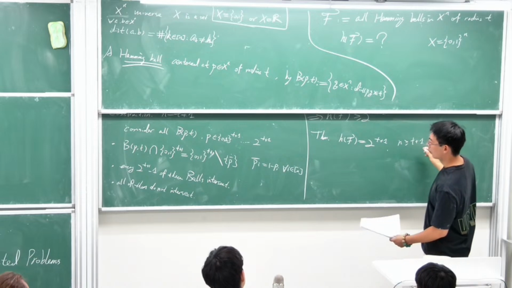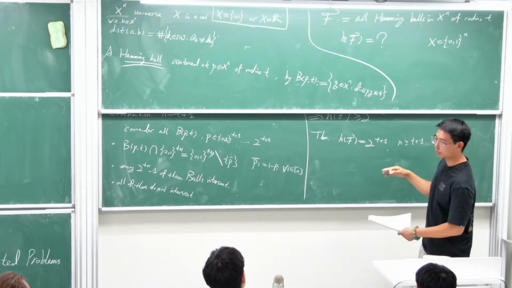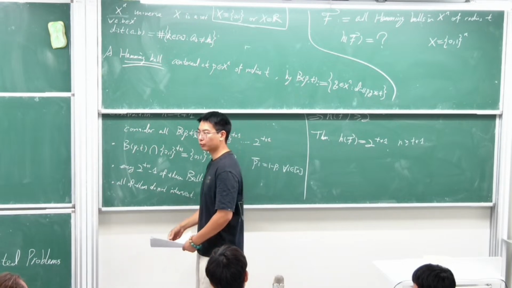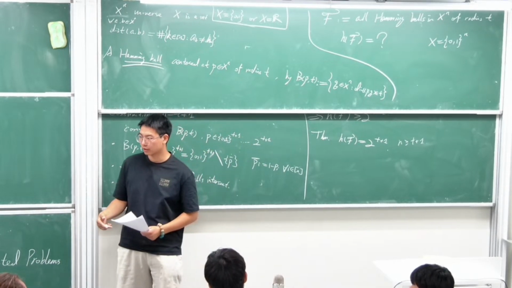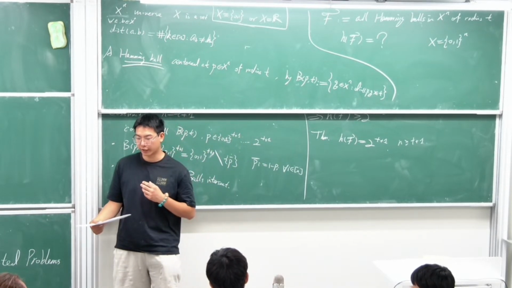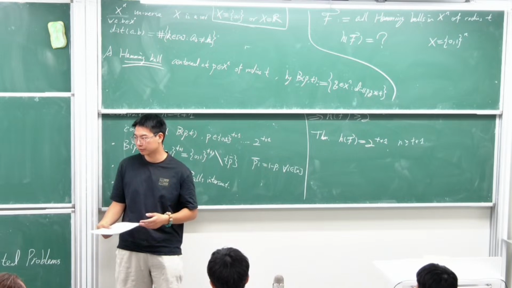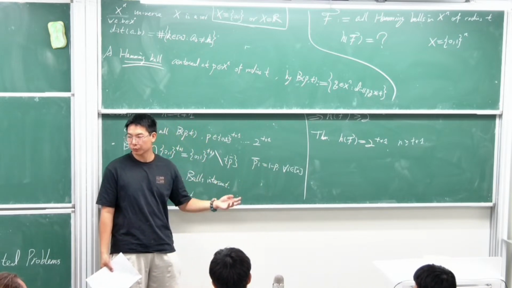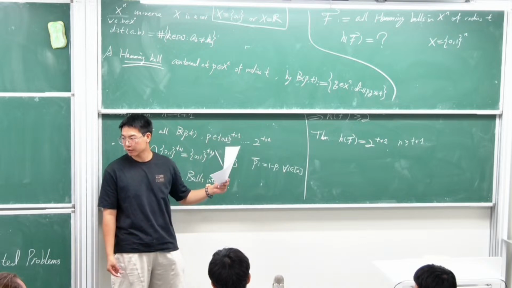Actually, I'll show two proofs. One is a probabilistic proof, one is an algebraic proof. The probabilistic proof works already for the binary case. It's really a one page or half a page proof. The algebraic proof is a bit longer, but that works for the general case.